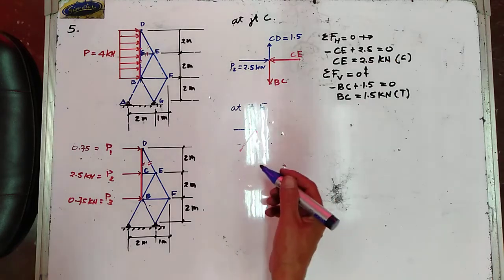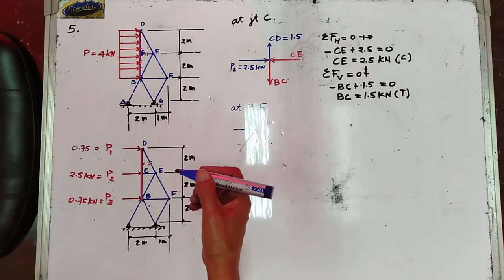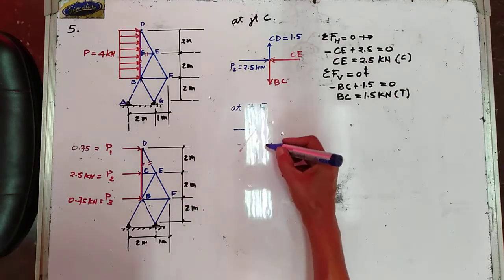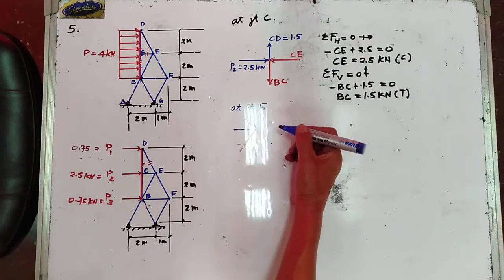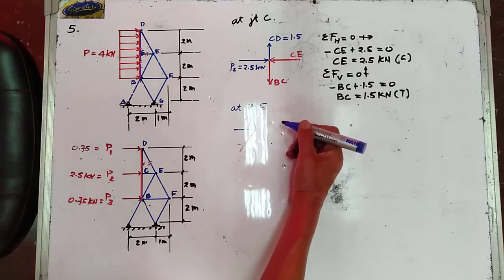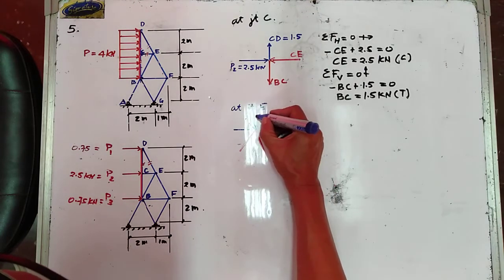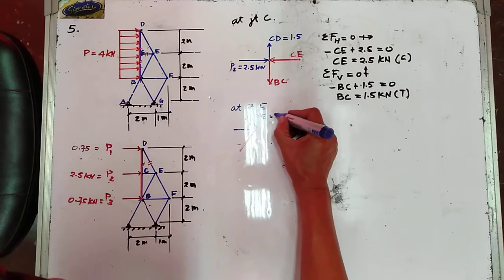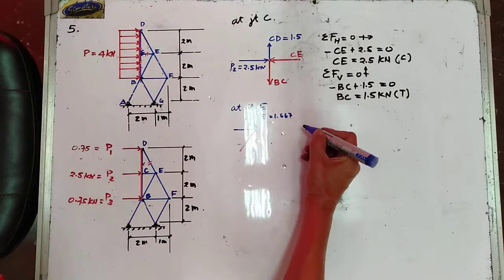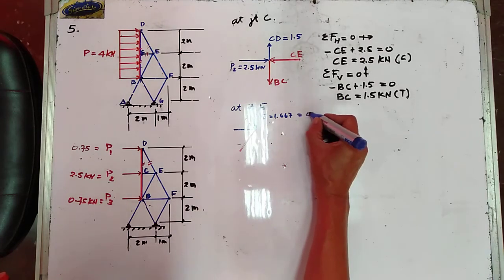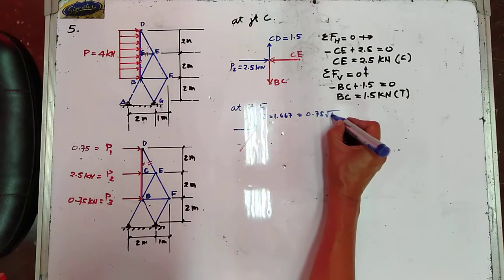Now, your DE is, so this is now your DE. So the value of DE is equal to, at joint D, your DE is equal to 1.667. Okay, so this is in compression. So this is DE, which is equal to 1.667 kilonewton. Or this is equal to 0.75 times the square root of 5.